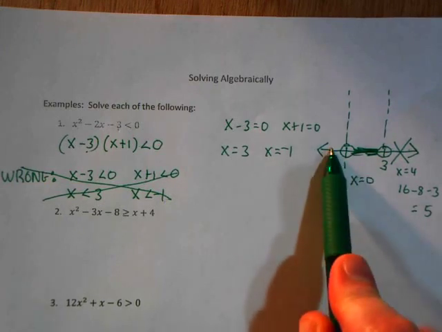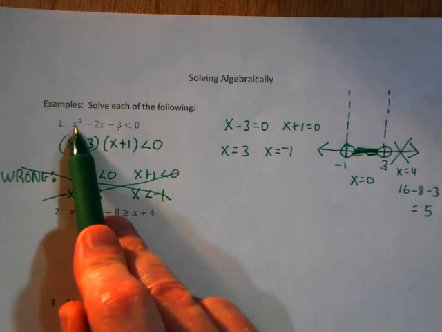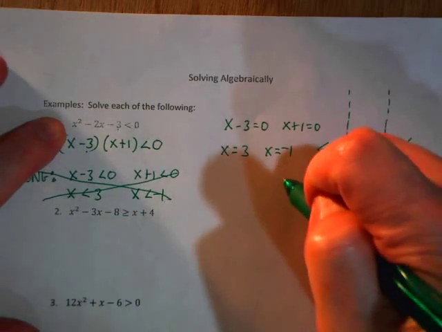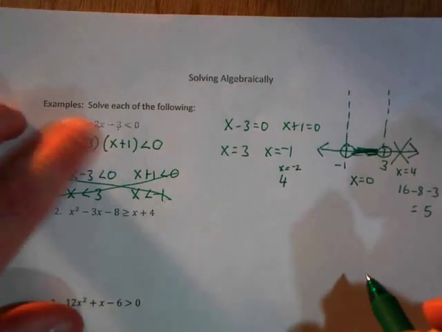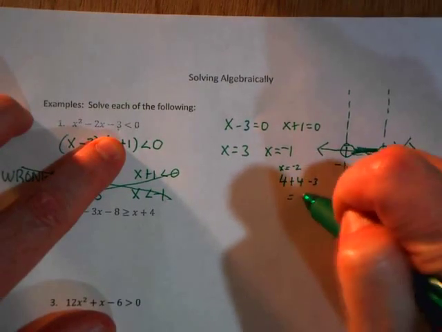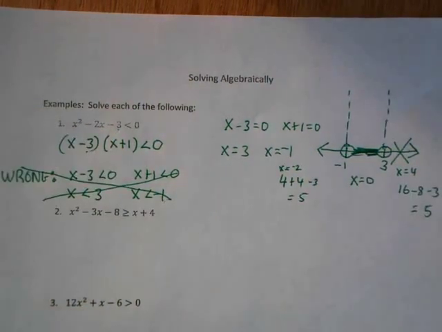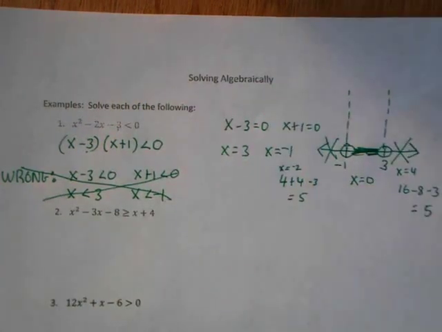Finally, I pick my favorite number smaller than -1. Probably -2. -2 squared is 4, and -2 times -2 is 4. Minus 3, I end up with 5. Coincidence that I got the same number. That's okay. Is 5 less than 0? The answer, once again, is no.